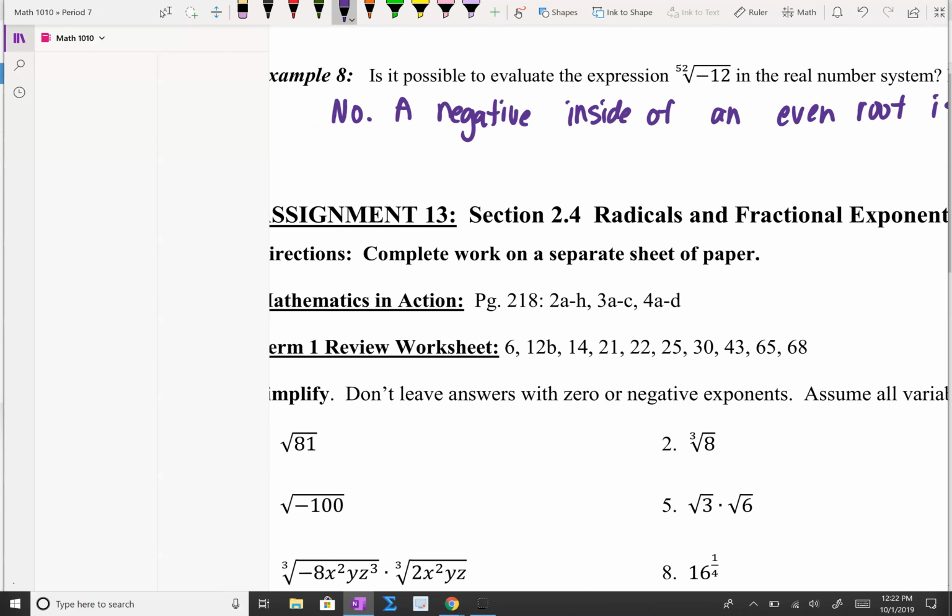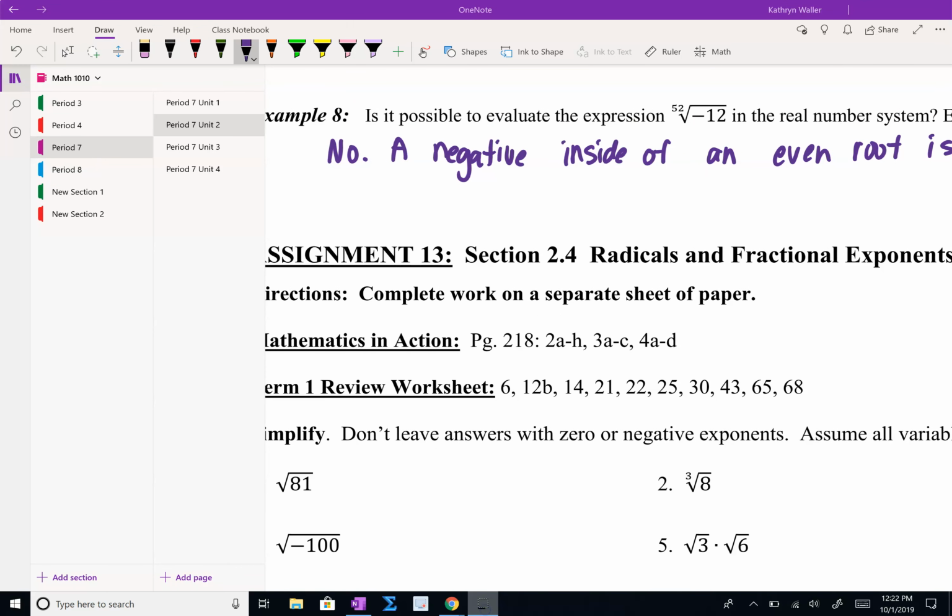Okay, take out a blank piece of paper for me. You can put your notes away, okay? Take out a blank paper, please.